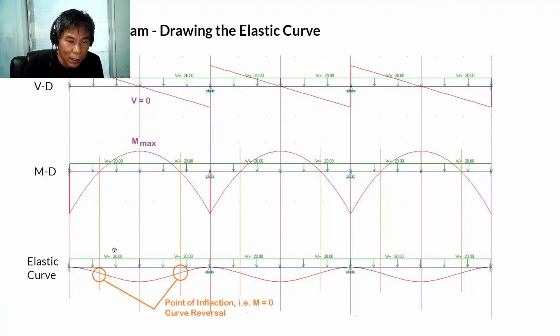So from here to here the moment is positive, but here it is zero, so this is where the reversal of curvature happens. But also, to determine the maximum moment, look for the zero shear. At that point, the moment is maximum.